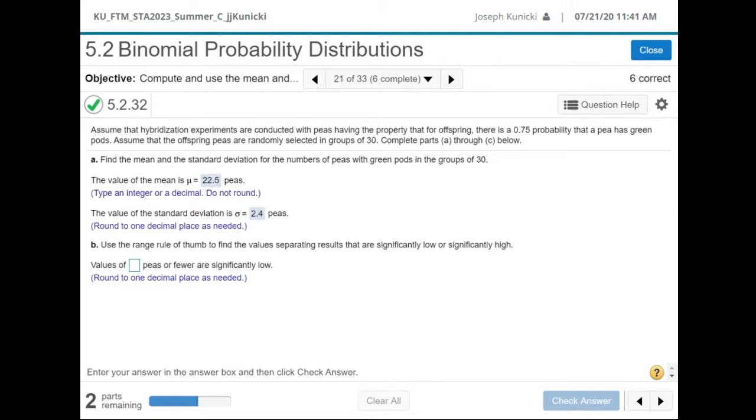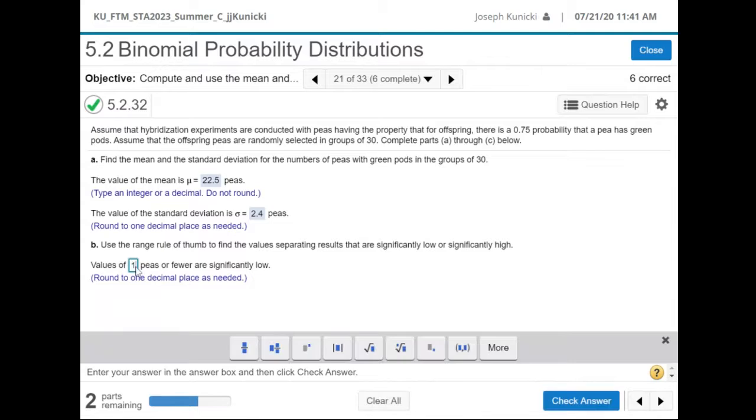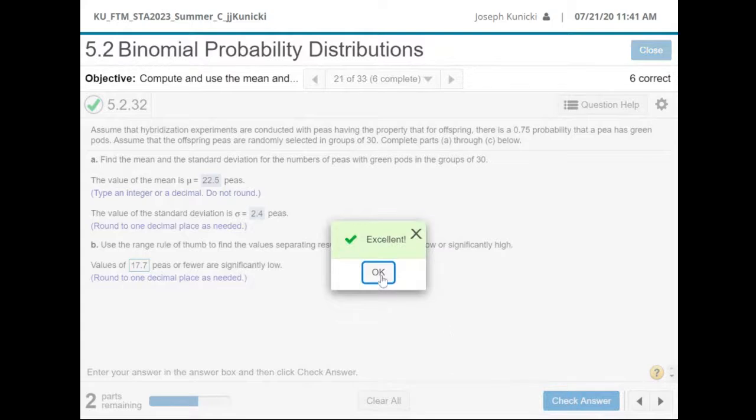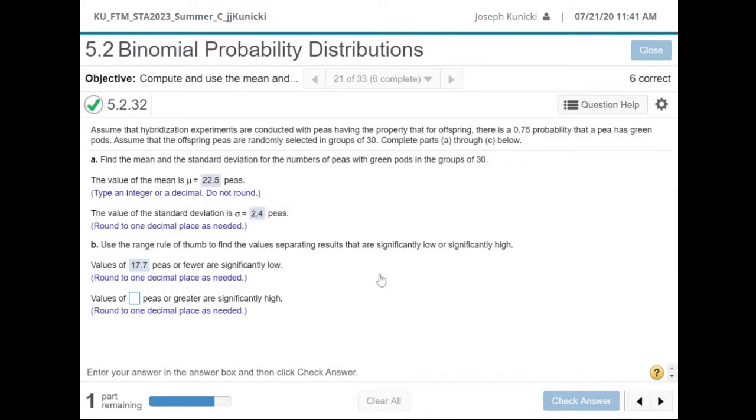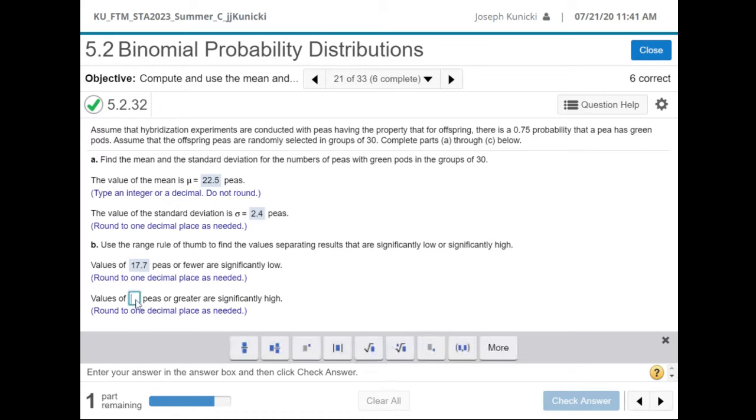Now they want you to do the range rule of thumb. Well, you'll take the middle, which is 22.5, and they want the low, so you would subtract 4.8. So 22.5 minus 4.8 is 17.7. So that's the low, 17.7. Check answer. Okay. The high would be 22.5 plus 4.8. So I just add now instead of subtracting. I get 27.3. So that's the range for usual values.